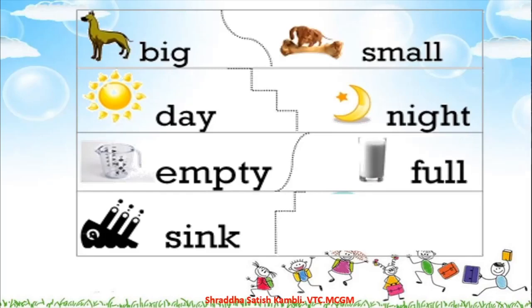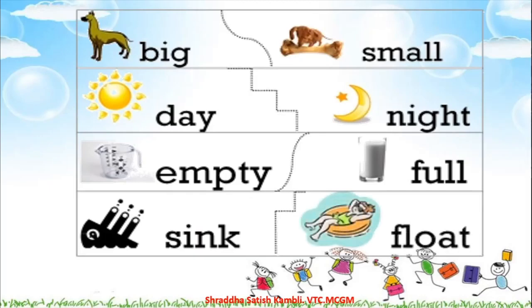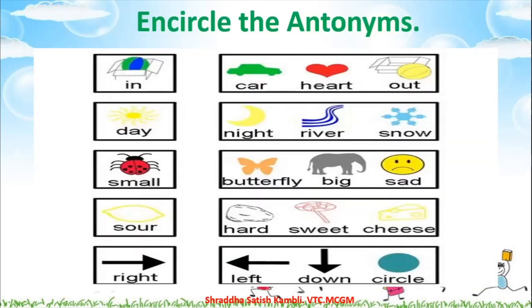The glass is full. The ship is sinking. The lady is floating. So see, big, small, day, night, empty, full, sink, float. These are all examples of antonyms. Okay? Now let us do a few exercises before we wind up for today. So let us encircle the antonyms.